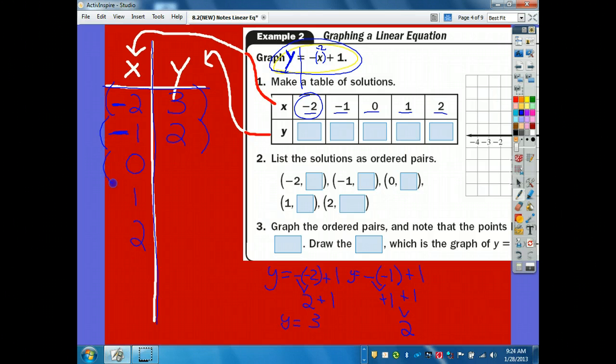So now let's do another one with 0. What if I put 0 in for this? y equals a negative 0 plus 1. What do I get? Okay, that's 0. y equals 0 plus 1. So what does y equal? 1. Now we have 3 points. Now we're getting to the point where we can see a line anyway.